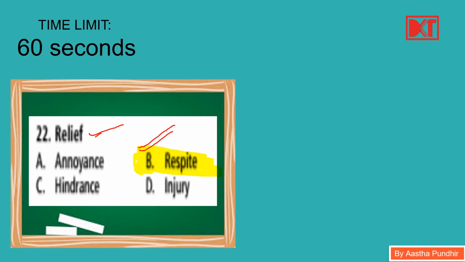Other words like annoyance, the act of being annoying, irritating someone, or hindrance, a problem, injury, just a chot lag jati, that is an injury. Alright, here relief synonym is respite.